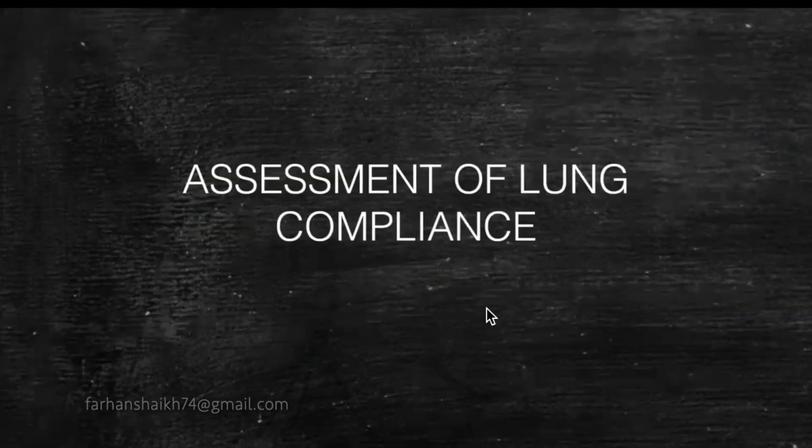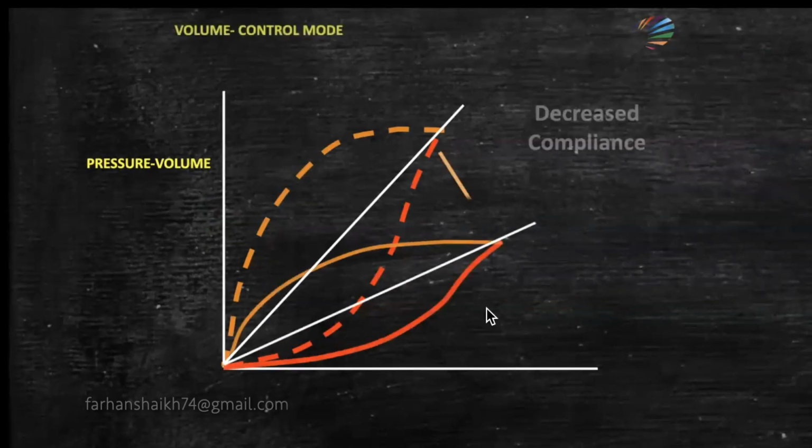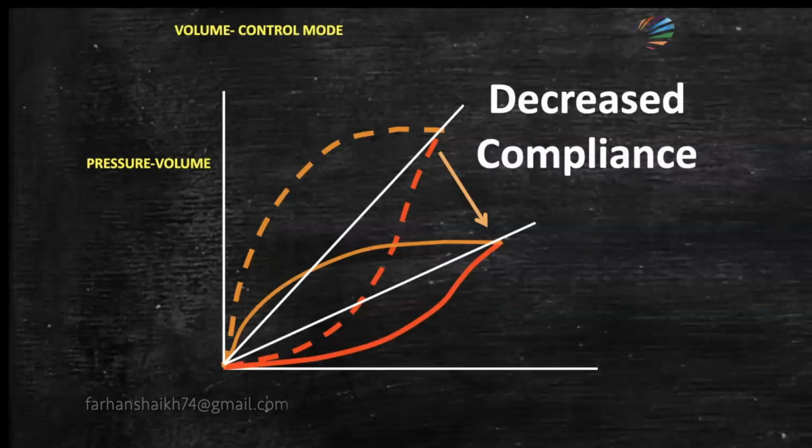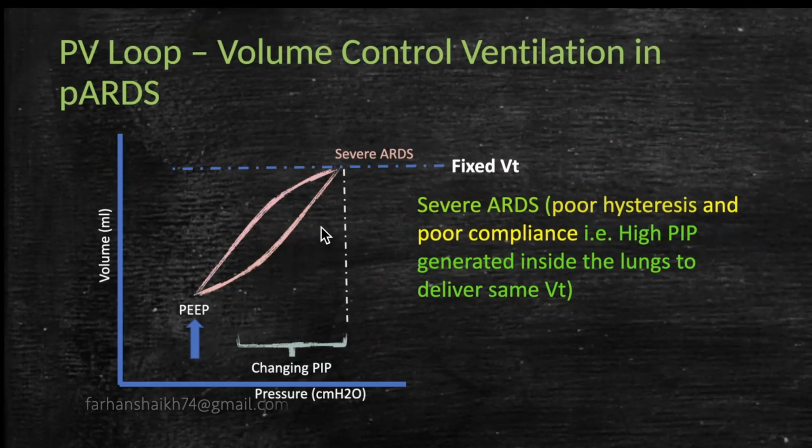increased airway resistance. Coming to assessment of compliance, this is a normal pressure volume loop with this kind of morphology. And when there is reduced compliance, then it is going to bend like this towards the x-axis. So in volume control mode, you will see the hysteresis is also less because of poor compliance. It will be a little narrower, slimmer type of pressure volume loop bending towards the x-axis.